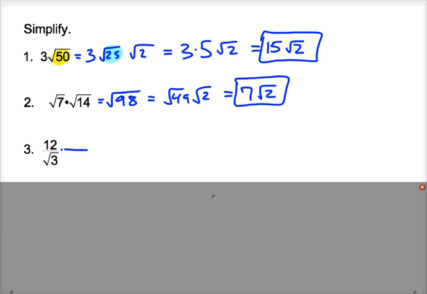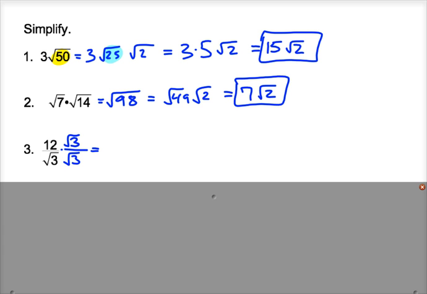So to do that, I'm going to multiply the denominator by the square root of 3, and I'm going to multiply the top by the same thing. Because if I multiply by anything over itself, I'm really just multiplying by 1, and multiplying by 1 doesn't change anything. So here's what happens.